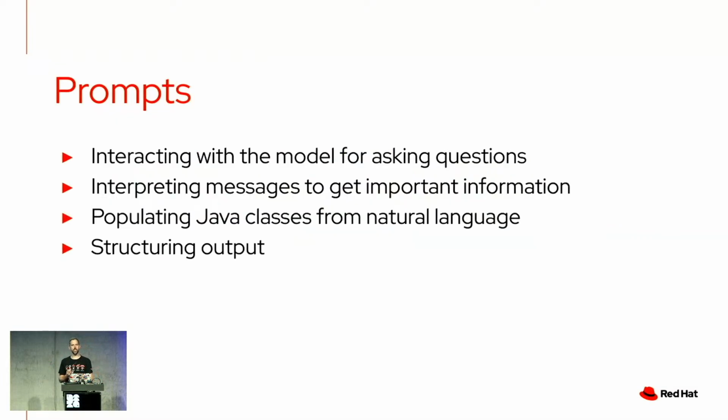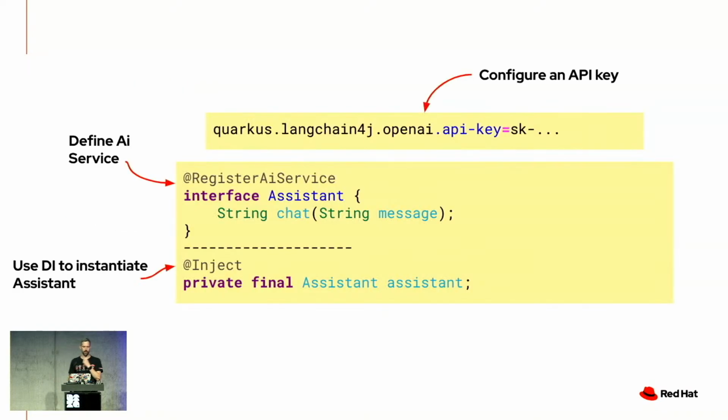So with LangChain4j, you have a few concepts to work with these AI models. The first concept that you've probably heard of is prompts, basically a way to interact with a model. You send a question or a message, and then it replies. You can also, with LangChain4j, populate your Java class, so you can do some marshalling and unmarshalling based on this as well. The way that you would do this is, you might configure an API key to interact with the model if it requires that.